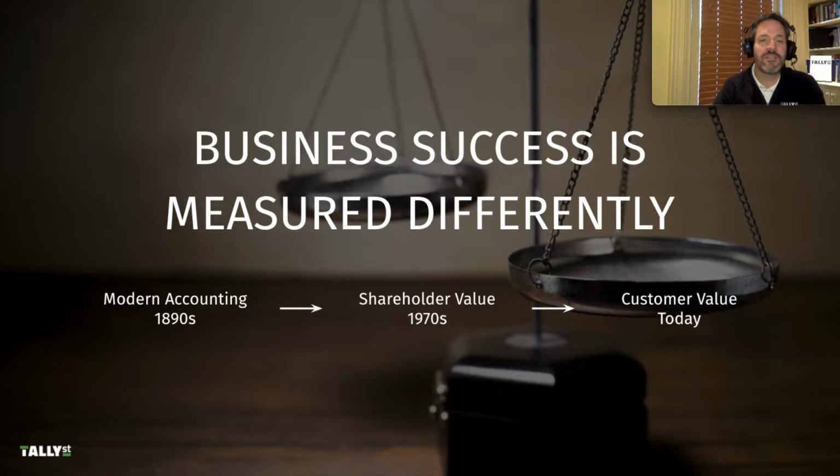So the way business success has been measured has changed over time. Modern accounting was introduced in the late 1800s. Think, cost accounting, financial ratios, financial statements, P&Ls, cash flow, etc. And then in the 1970s with Milton Friedman, the focus really kind of shifted to driving shareholder value. The idea being that as long as shareholders were getting increasing value, then the company was successful, and the focus of the company was really to drive shareholder value higher.